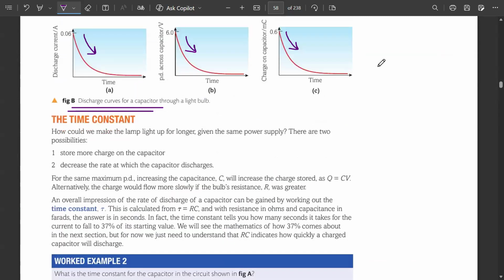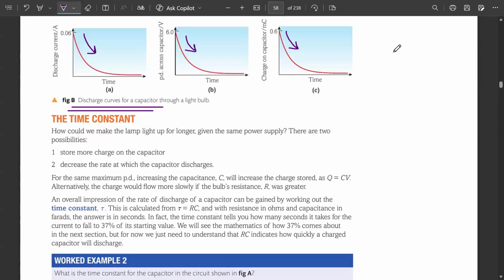All right, time constant is a different topic. Let's look at that in the next lecture as well.